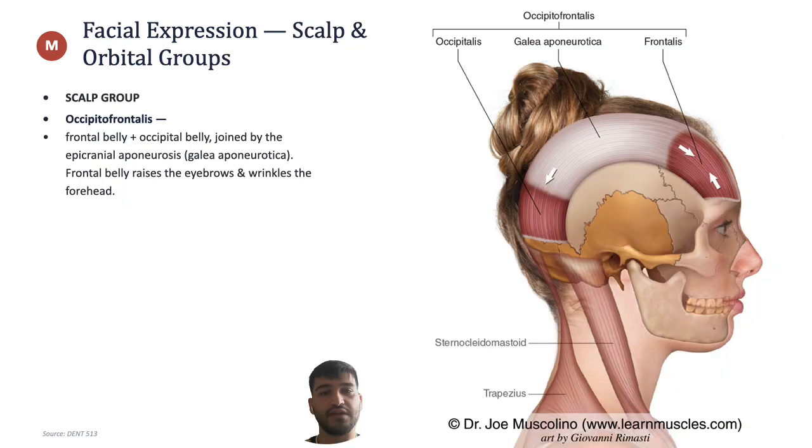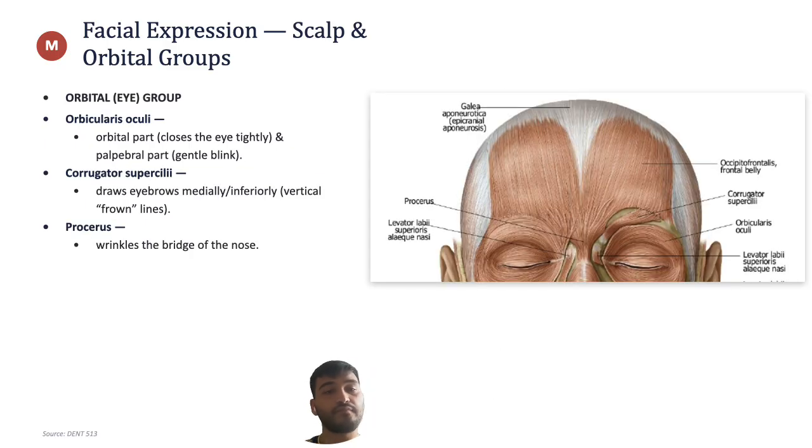So we can start with the scalp, where we have the occipitofrontalis. It's split into three parts. At the front, you have the frontalis. In the middle, we have the galea aponeurotica. And in the back, we have the occipitalis. Those are all the occipitofrontalis. The frontal belly can raise the eyebrows and wrinkle the forehead. This is basically what we have right here.